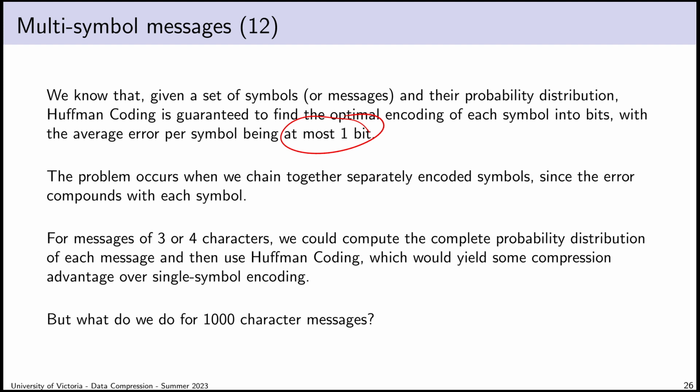The issue is the way that we do prefix coding basically assumes that we're going to compute a prefix code and then encode a large number of symbols by applying the prefix code separately. So the rounding error piles up.